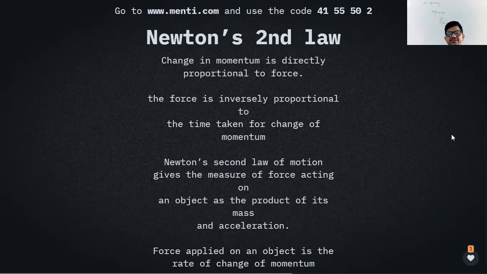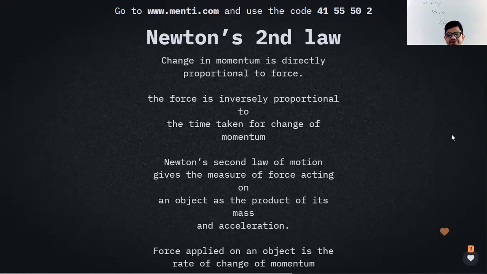For the next point, the force is inversely proportional to the time taken for change of momentum. The force is inversely proportional to the time, because force is directly proportional to momentum, mass into velocity. Next point is saying that Newton's second law of motion gives the measure of force acting on an object as the product of its mass and acceleration. What does force mean? Force means mass and acceleration. And Newton's second law is force, so it is equal to mass into acceleration.